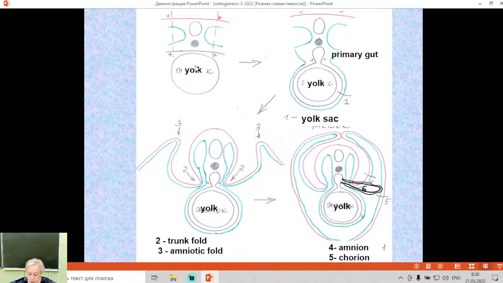The embryonic part of the endoderm firstly forms the primary gut. What you see, the primary gut is formed from embryonic endoderm. What you see is the formation of the primary gut.